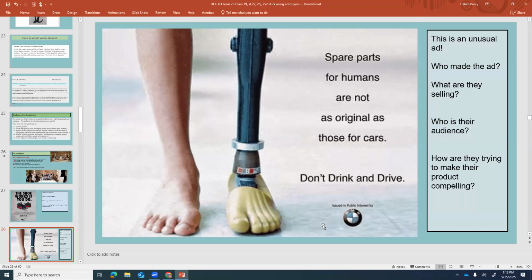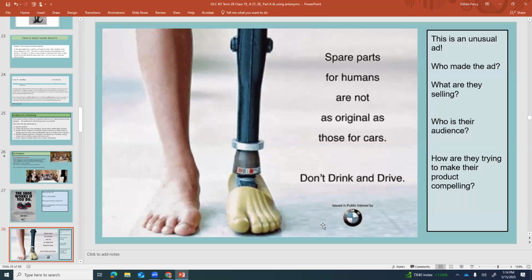So it isn't initially obvious who made the ad, but BMW made the ad. What are they selling? Well, in theory, they're not selling anything, unless you think they made the leg, which I don't think is the case. They're selling the idea that you can buy fast, sporty cars and still behave responsibly. They're selling the idea that they are the kind of company that cares about people, and so they're encouraging you to not use their product irresponsibly.